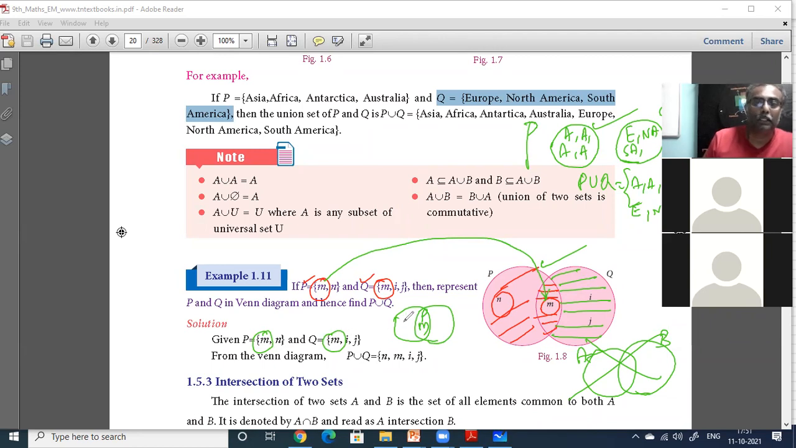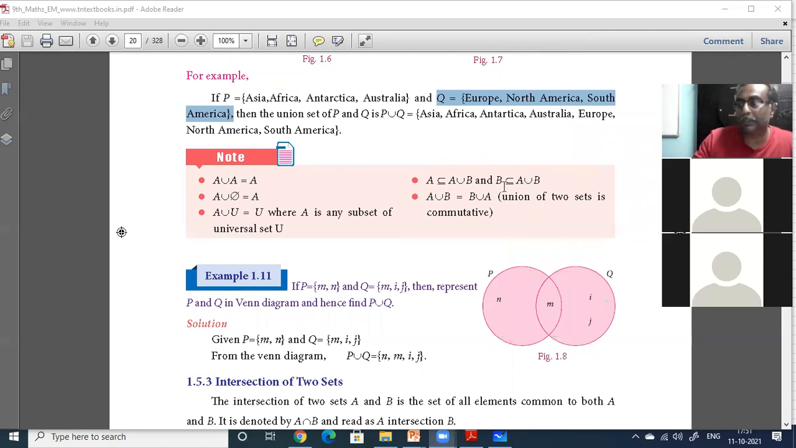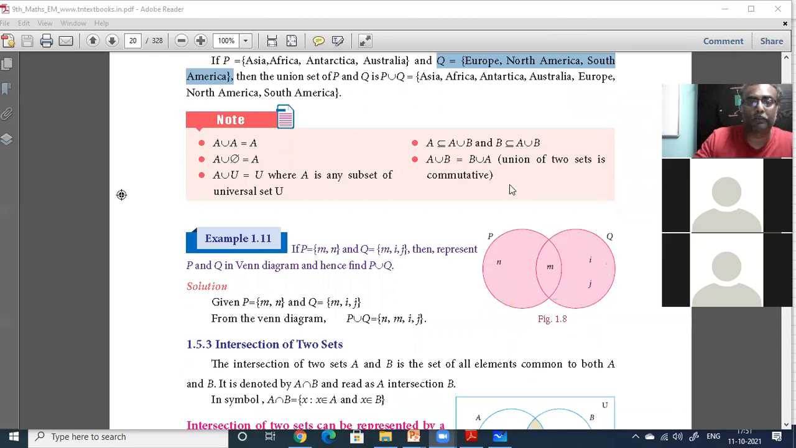Then the elements specific to P, you put on one side. Then the elements specific to Q, you put on the other side. Then you name it as P and Q. That's how you should draw the Venn diagram. Now, we have seen the complement of a set, and we have seen the union of two sets.